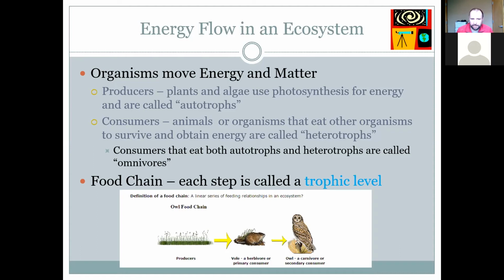The next step up, well, if we were to look at it just as a two-step food chain, right? You have producers, which are things that make energy, and you have consumers, which are the animals that then eat the producers and gain energy from them, okay? So consumers, again, would be defined as animals or organisms that eat other organisms to survive. They are called heterotrophs because they need other sources to provide them food or provide them energy. They can't create energy on their own, right?